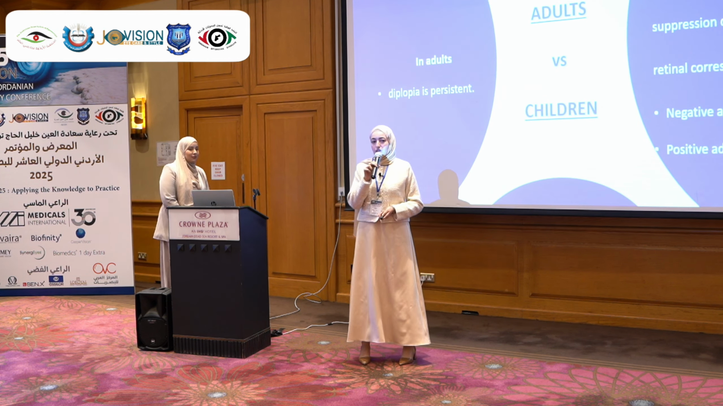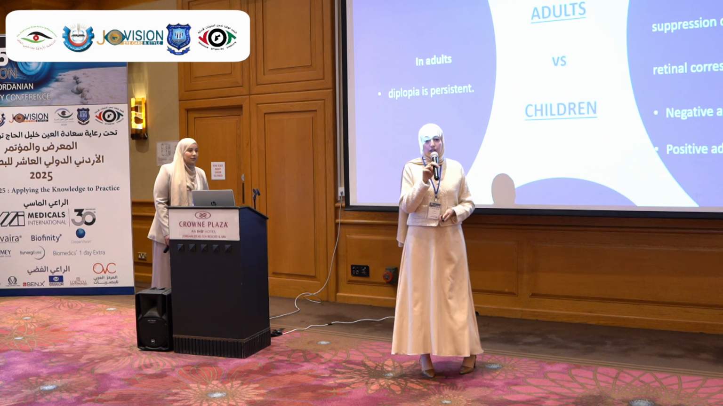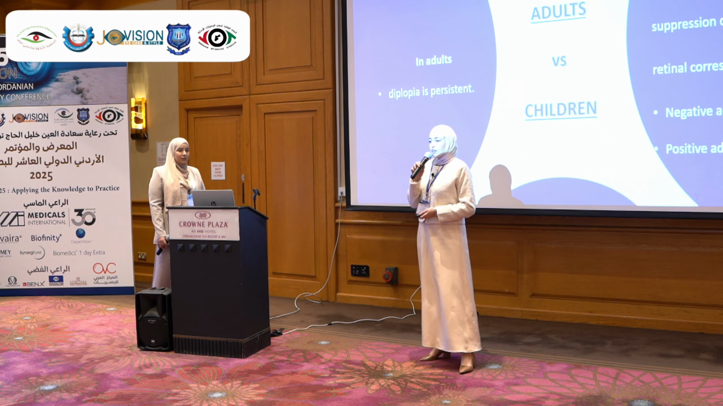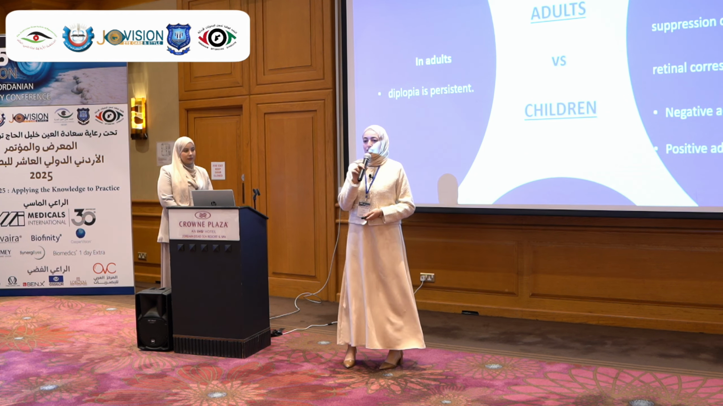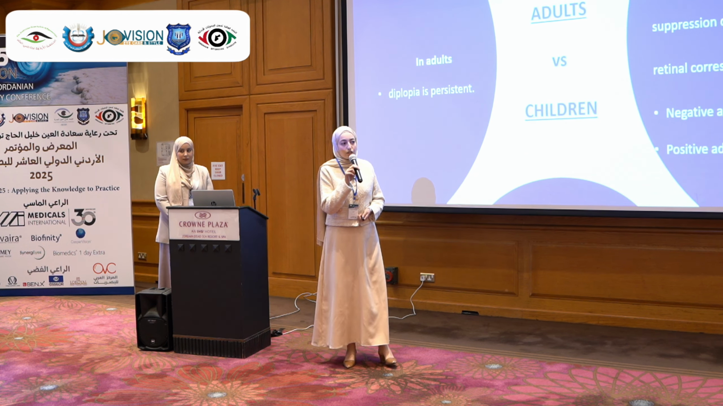In addition, the positive adaptation is called ARC, which is the abnormal retinal correspondence, where the brain tries to adapt a normal binocular vision by changing the references of the macula of the deviated eye, aligning it with the non-deviated eye, so we have a binocular union.